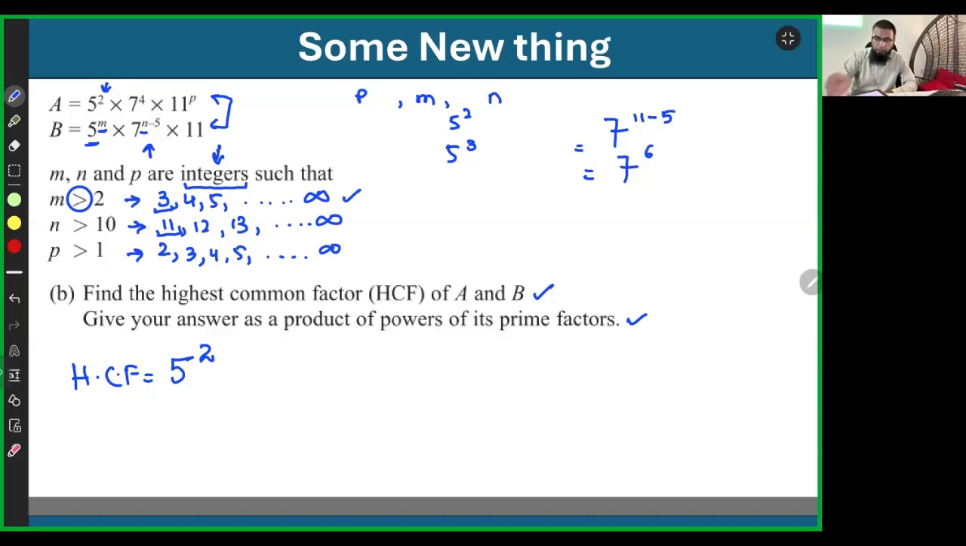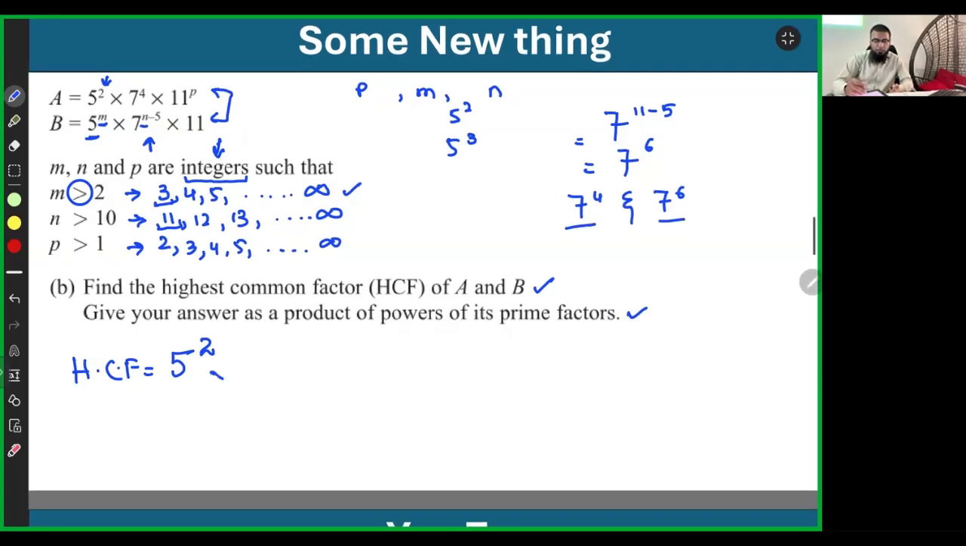11 minus 5, 6 ही होते हैं. अच्छा, अब देखें. I was having 7 raised to the power 4 and 7 raised to the power 6 जो नीचे लिखा हुआ है. Which one is the minimum one? 7 raised to the power 4, obviously. अगर इन दोनों को कंपेयर करेंगे तो 7 raised to the power 4 pick हो गया.